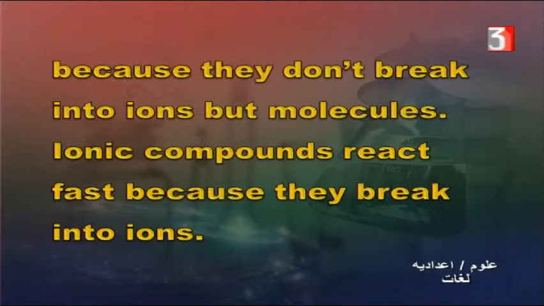But why? Ionic compounds react faster than covalent compounds because they break into ions, while covalent compounds don't break into ions but react as molecules. Again, the chemical reaction speed in ionic compounds is faster than in covalent compounds because covalent compounds react as molecules, but ionic compounds react fast because they break into ions.